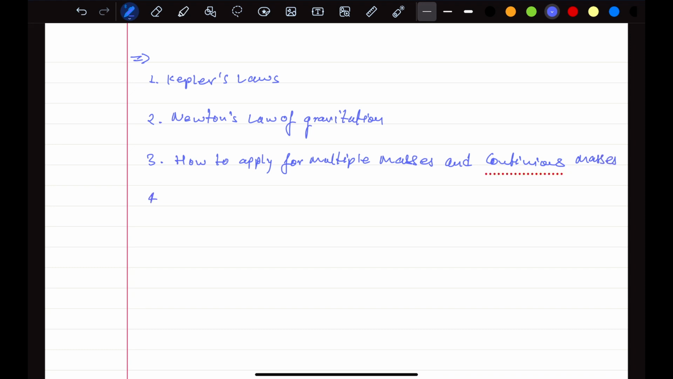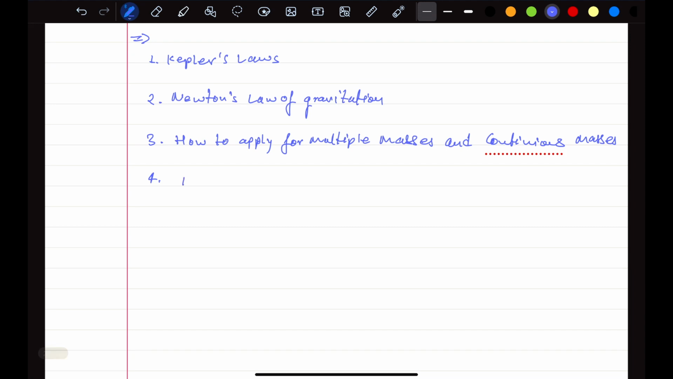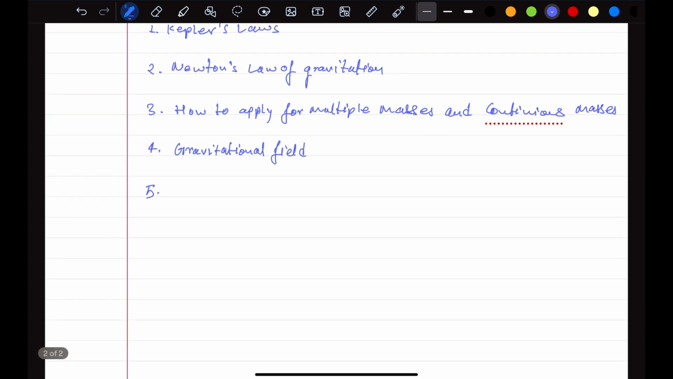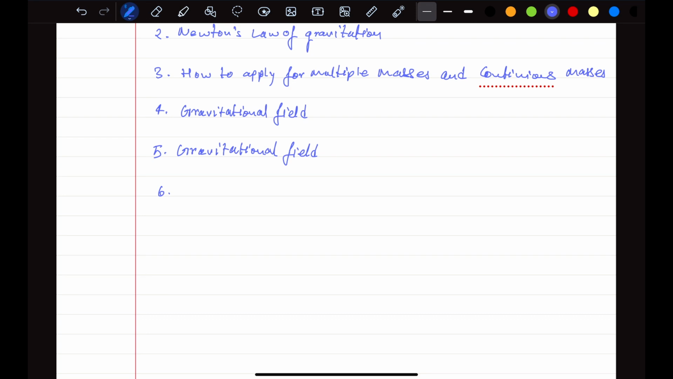And then we are going to move on to the gravitational field. Then next we are going to move on to the gravitational field intensity. Here we will derive multiple formulas, and some of the formulas are particular, so you need to memorize those formulas. And then sixth we are going to move on to the gravitational potential energy.